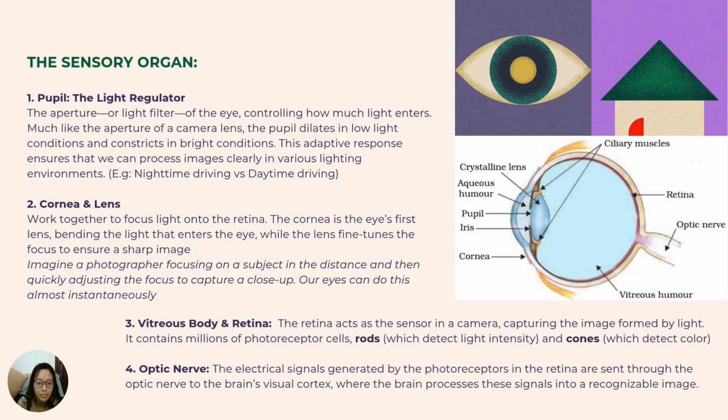And the optic nerve sends the signal to the brain. The electrical signals generated by the photoreceptors in the retina are sent through the optic nerves to the brain's visual cortex, where the brain processes the signal into a recognizable image. The process is similar to how a camera memory card stores the image data and then transmits it to a computer for further processing.